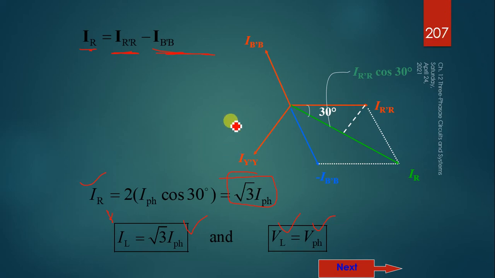Right, is this thing clear? How to draw this vector diagram? Do you want me to explain? If you want, I can. As I said, it is the difference between RR and VB. Okay, yeah.